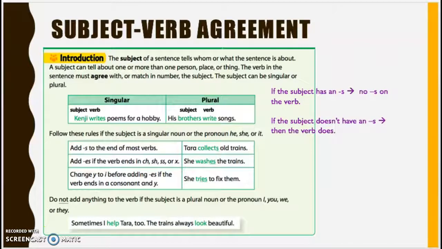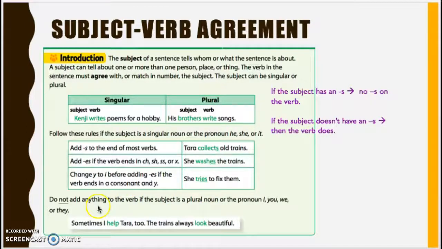Okay? All right, so let's review that rule one more time. If the subject has an S, then there's no S on the verb. If the subject doesn't have an S, then the verb does. That's the easiest way to make sure that your subject and verb agree. Okay, now sometimes you have to add S, sometimes you have to add ES, sometimes you have to change the Y to an I, and then add ES, but at the end of the day, if your subject has an S, don't put an S on the verb. If the subject doesn't have an S, put an S on the verb, okay?